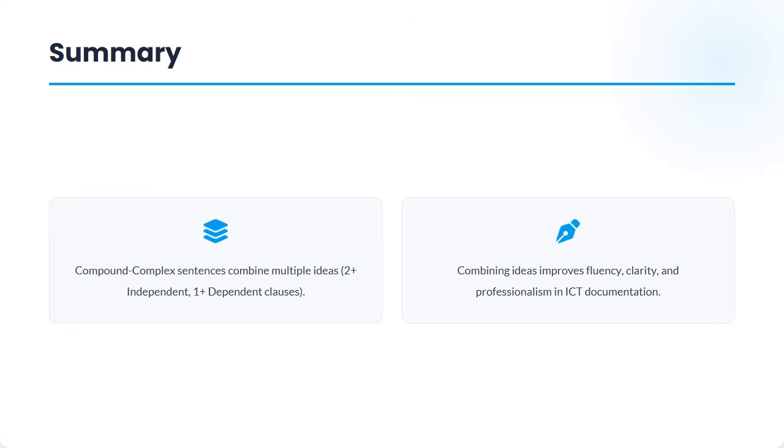To summarize our lesson, in this lesson we have reviewed the difference between compound sentences and complex sentences, and we have learned how to combine them into one sentence, which is called a compound-complex sentence.